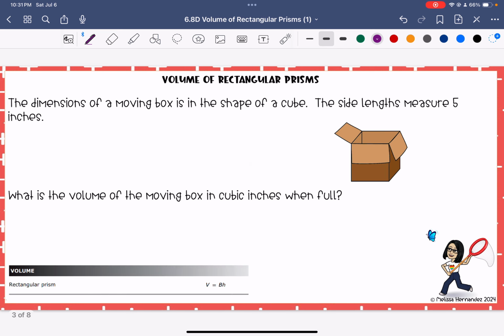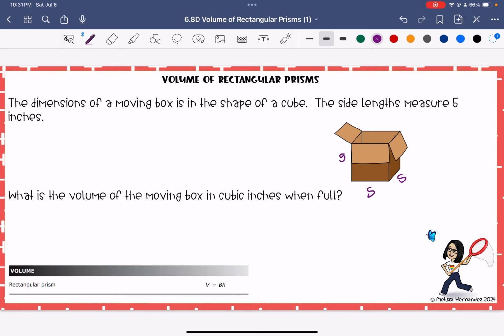All right, so for our first example, it says the dimensions of a moving box is in the shape of a cube. The side lengths measure 5 inches. Now, a cube, all the sides are the same. So when you have this side is 5, this side would be 5, and then this side would be 5. Okay, so we want to find the volume of the moving box in cubic inches when full.